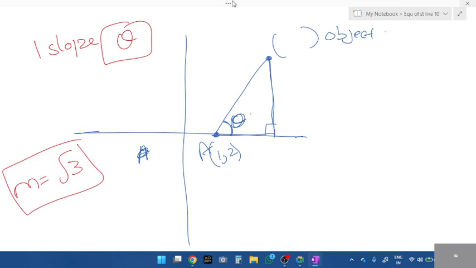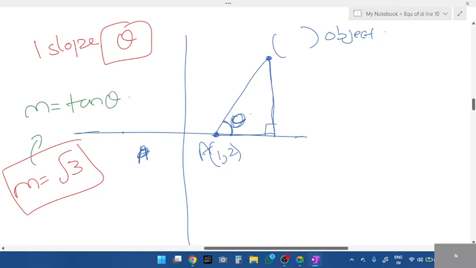M is root 3. How do you convert? How do you find theta? What is the M value? M is tan theta. For which angle do you get root 3? 60 degree. So there is no calculation here. M is equals to root 3 given, therefore theta is equals to 60 degree. If you understand the theta values 0, 1 by root 3, 1, root 3 and undefined, it is easy to solve. Next, M is equals to 1.